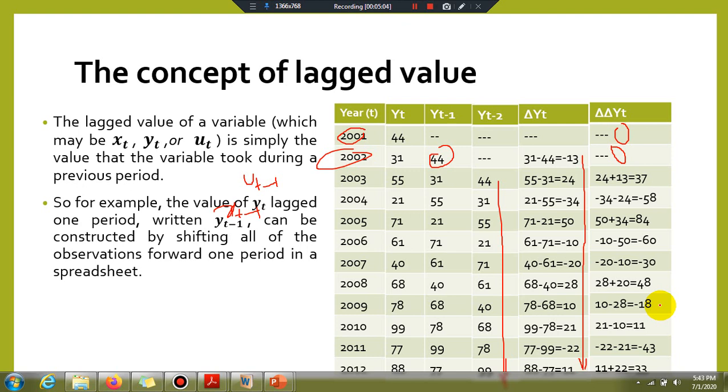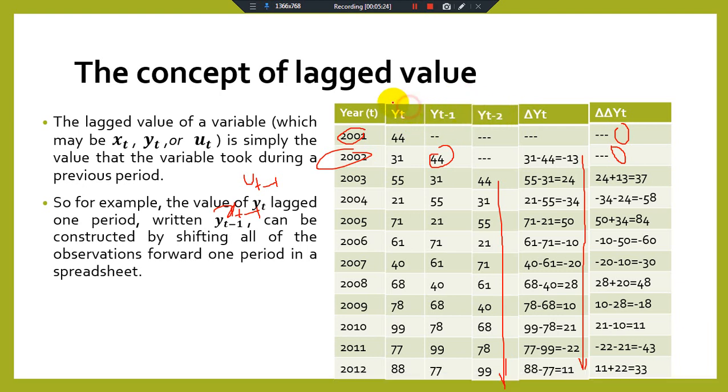So keep in mind, when you are giving the interpretation, you can say that this is 1 period lag, 2 period lag, or 3 period lag. And when you are talking about the difference, it is called first difference, second difference, or third difference. And when we are talking about the difference or lagged value, the current year value is called our level. This is called the level value, normally known as the level period.